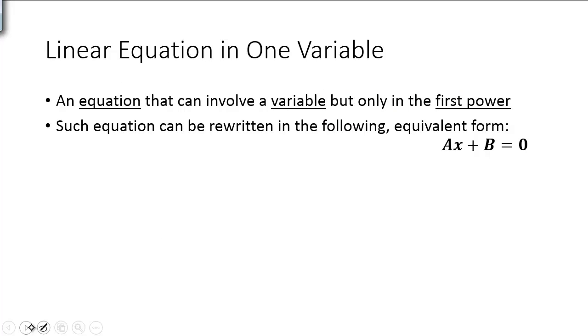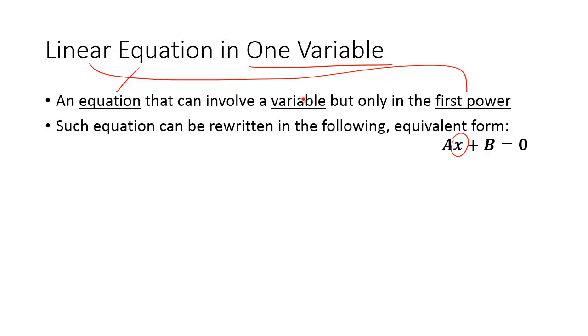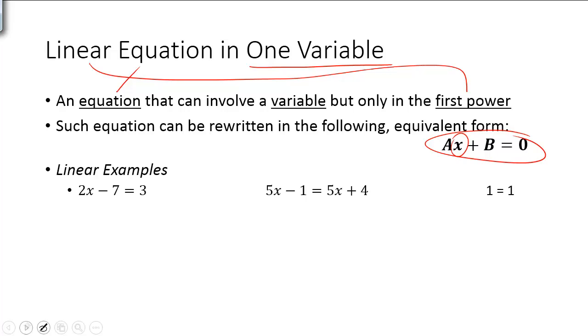So a linear equation in one variable is an equation. It's linear, therefore it only has a variable in the first power, and it has one variable, not two different variables. A linear equation in one variable can always be rewritten into this form. Examples of linear equations are the following. They have equal signs, they have one variable each, just x, no y's, and no other powers on the variable.